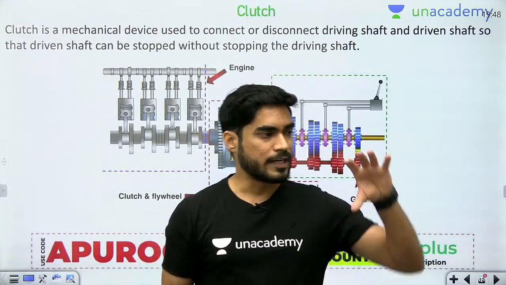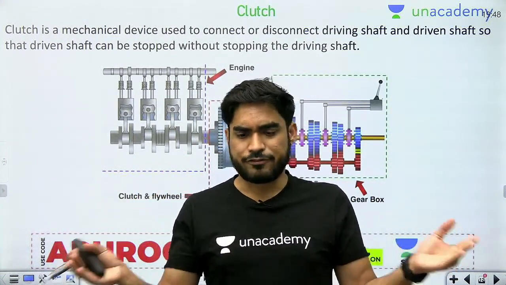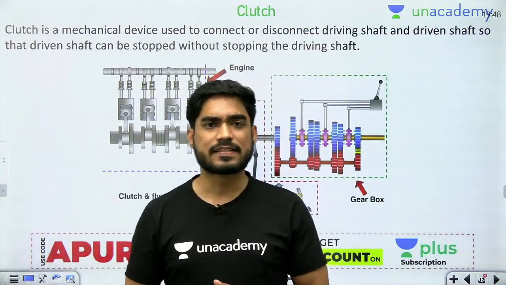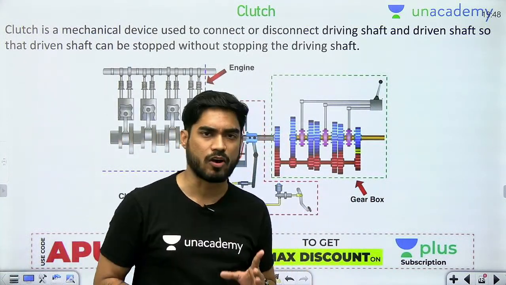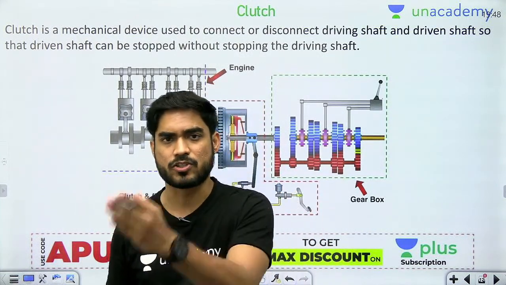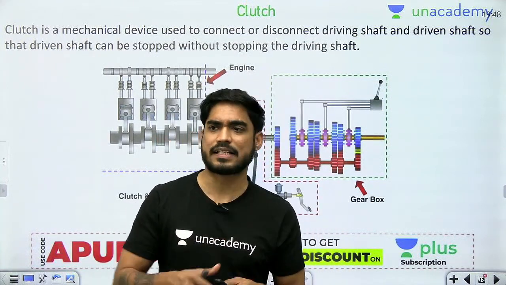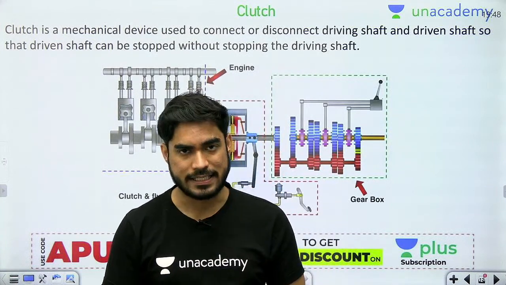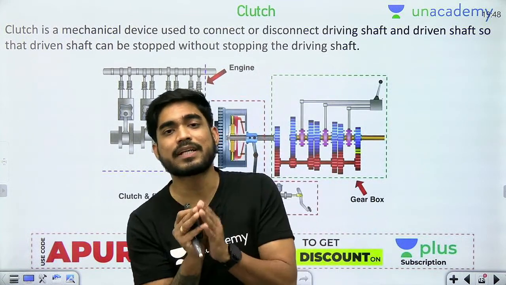So beta, the driving shaft and driven shaft are not permanently connected. If you permanently connect them, then whenever you need to stop the wheels, you will have to stop the engine, and this you don't want. You don't want to have to stop the engine every time you need to stop the wheels. So what you need to do in that case? You will join the driving shaft and driven shaft using some temporary arrangement.